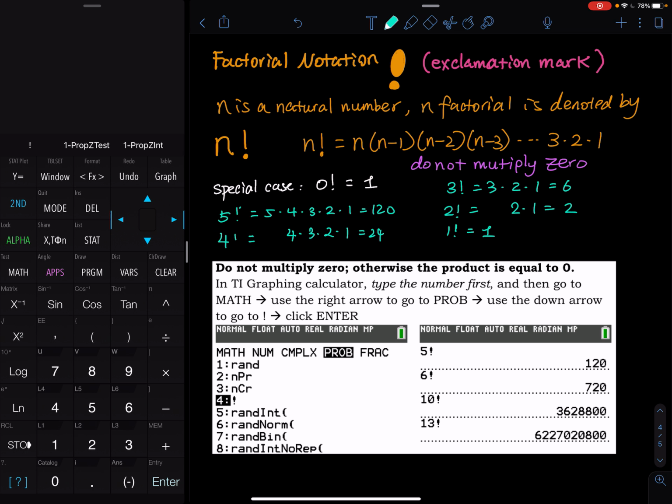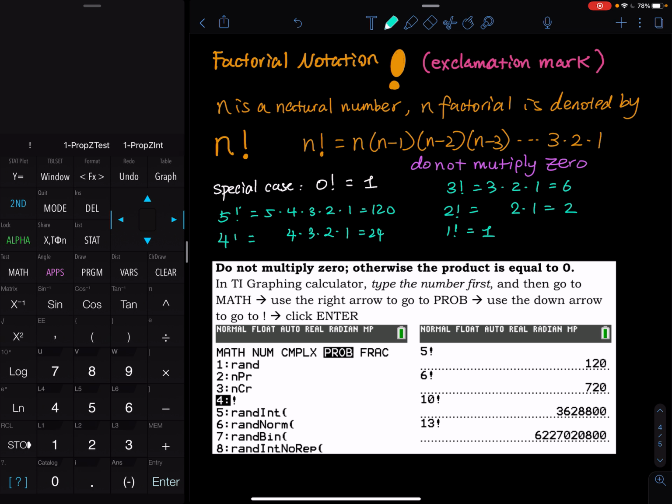N factorial is denoted by n followed by a factorial sign. n factorial is equal to n times n minus 1 times n minus 2 times n minus 3, and then you keep on moving until you reach 3, 2, 1, but do not multiply by 0, because this is a multiplication. If you multiply by 0, the whole thing is equal to 0, so there is nothing to calculate, right? There is one special case: 0 factorial is equal to 1. So I have a couple of examples for you.